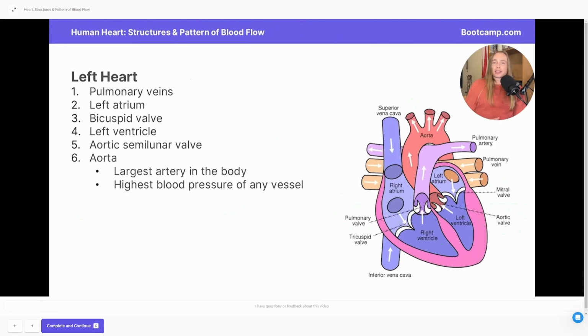After we've passed the aortic semilunar valve, we are now in the largest artery in the body, the aorta. The aorta also has the highest blood pressure of any vessel in the body. This is because all of the blood from the ventricle is pumped into a single vessel, and the aorta has a lot of resistance due to the systemic capillaries that it's pushing blood towards.